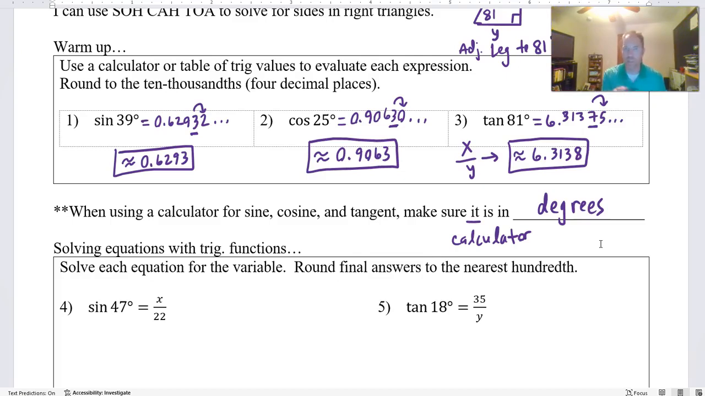If you were putting these numbers on your calculator and you were getting different numbers, my first guess is maybe your calculator is not in degrees mode, okay? But let's keep going here.